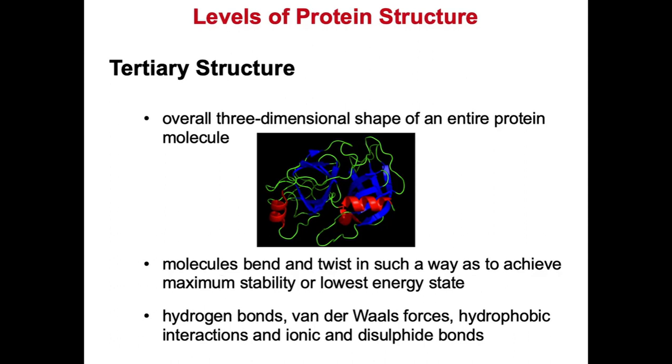So the hydrophobic residues that we talked about in the previous video will be inside the molecule to keep them away from the water, so it'll be folded in such a way to minimize the interaction of hydrophobic molecules on the outside of the molecule. Other bonds that we will cover later that hold this protein shape together are the hydrogen bonds. You'll have van der Waals forces, hydrophobic interactions, ionic and disulfide bonds. So all these bonds interact to give a protein its shape.